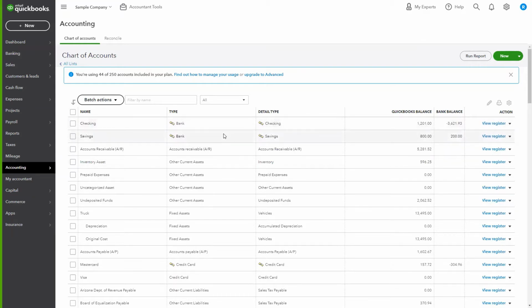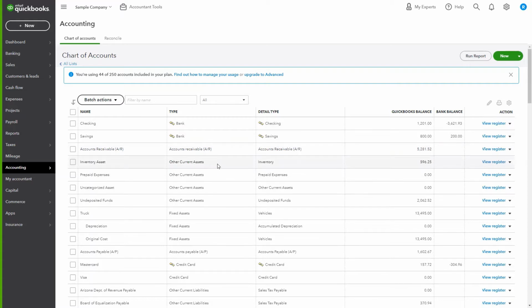First, we have the bank accounts. That's pretty much self-explanatory. It's checking, savings account. This type of account can also include PayPal, Venmo, and others if you hold funds in those accounts prior to transferring them to your bank account. Accounts receivable. This is invoices that you've sent to your customers that have not been paid yet.